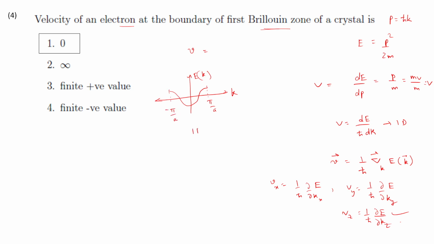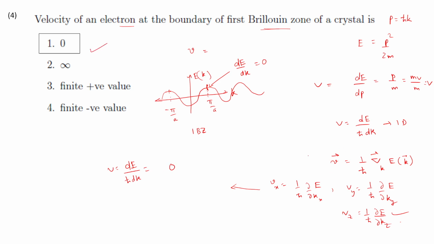This is the first Brillouin zone. If you take into account the tight binding approximation, then it will go like this. This is the boundary of the first Brillouin zone, then the second Brillouin zone starts. Here you see the derivative dE by dk is equal to 0, and from this we know that the velocity is dE by h bar dk. Since dE by dk equals 0, the velocity will be 0.